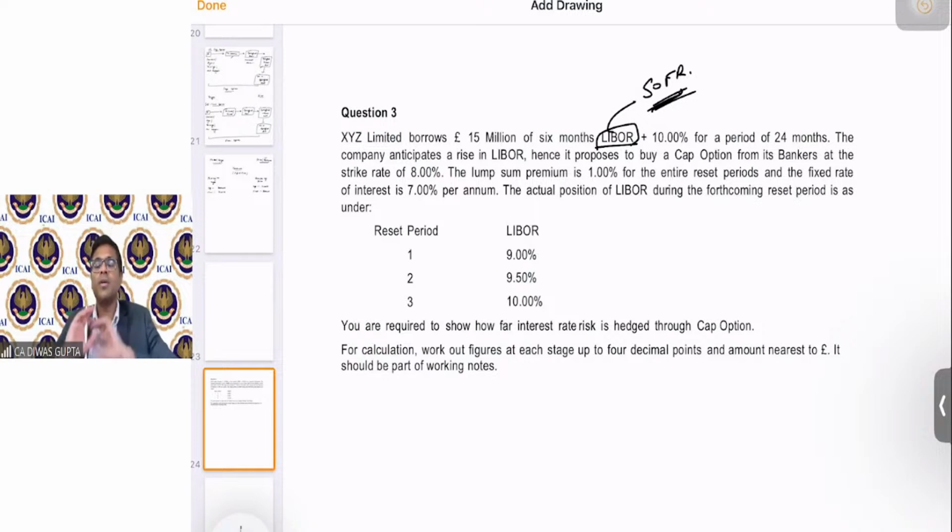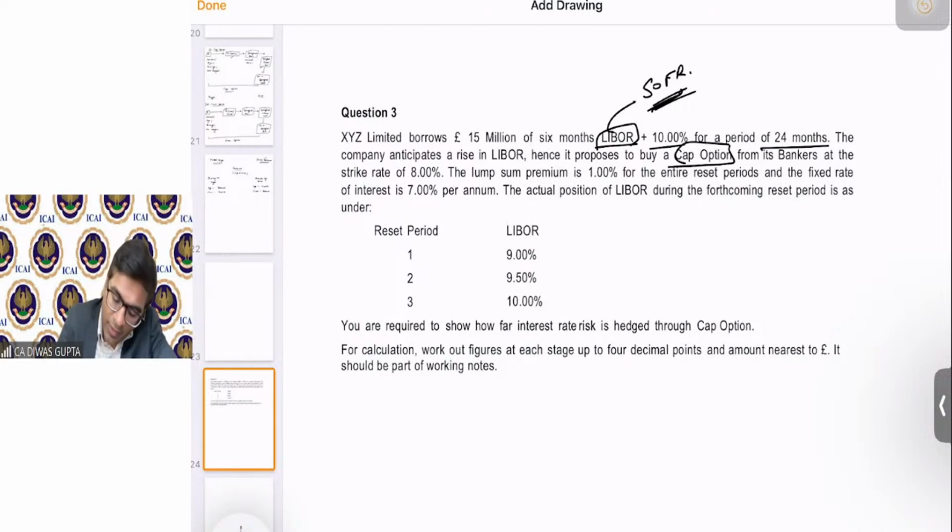This is just a rate, like we have discussed about MIBOR, right? Mumbai Interbank Offered Rate. So it is just a rate that happens within that market. So XYZ Limited borrows bonds 15 million of 6 months SOFR, you can read, or LIBOR you can read, whichever way, plus 10% for a period of 24 months. The company anticipates a rise in LIBOR, hence it proposes to buy a cap option.